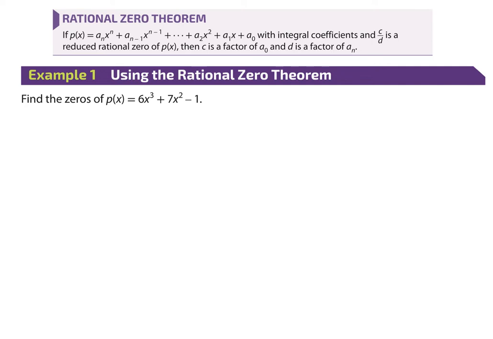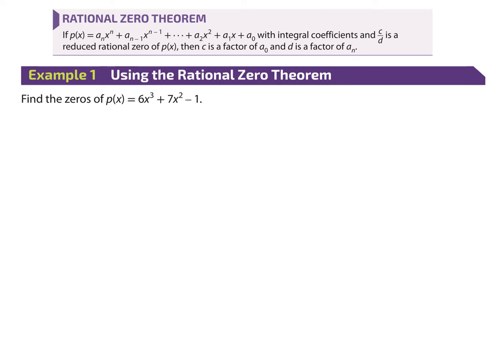This is saying that c over d is going to be a possibility for a zero of this particular function. So what they're telling you is if you have rational zeros, which are real, they will always come from the factors of the constant divided by the factors of the leading coefficient. That's where all of your rational zeros will come from. They will come from here.